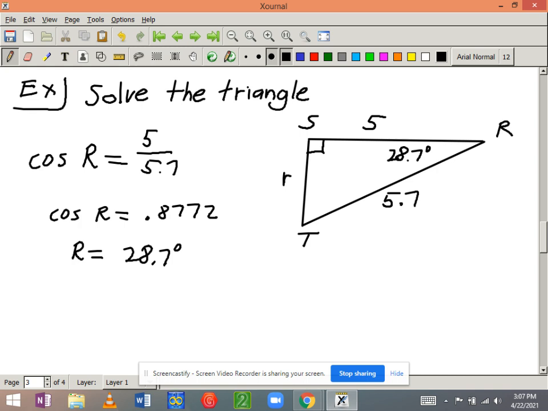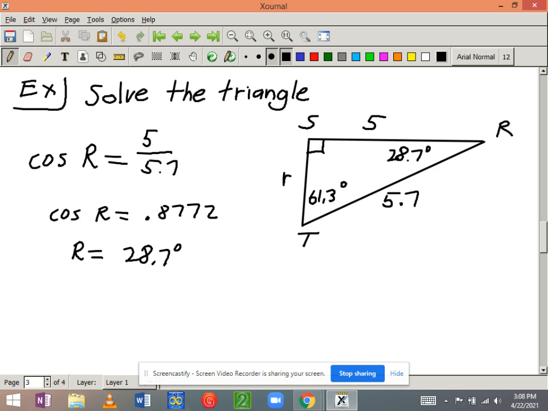Okay, now we can find angle T real easily. Just subtract that from 90. So 90 minus 28.7, 61.3. So that's angle T, 61.3. And so we've almost completely solved the triangle. We do need to find side R there.